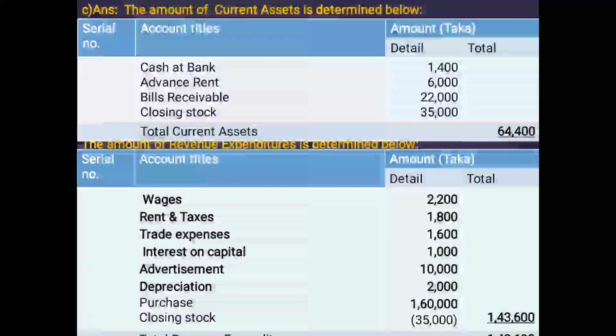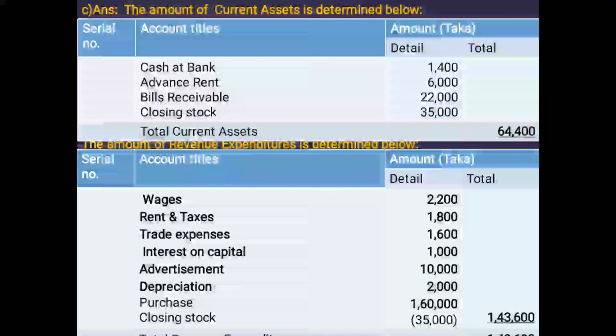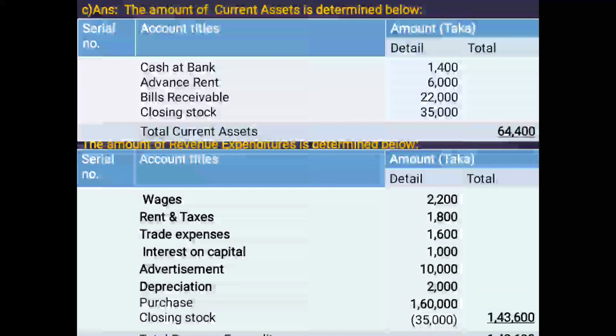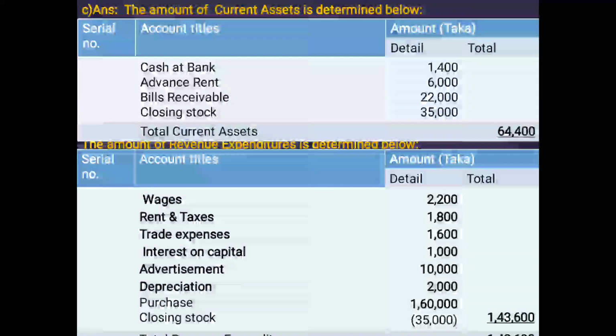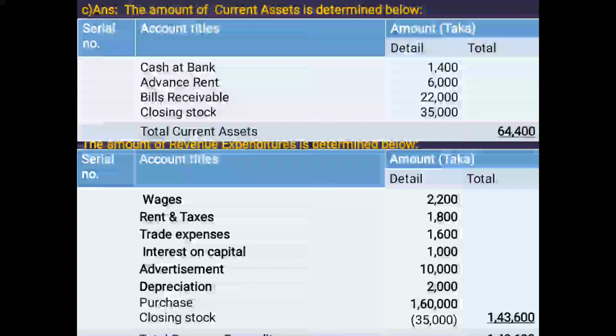Dear students, current assets include cash in hand or cash at bank or bank balance, advance rent, advance insurance premium, prepaid rent or prepaid wages, accounts receivable or debtors, bills receivable, unused stationery or stock of stationery, closing stock or unsold goods, accrued interest or interest receivable, commission receivable or accrued commission, etc. So from this we can get the total current assets of taka 64,400.